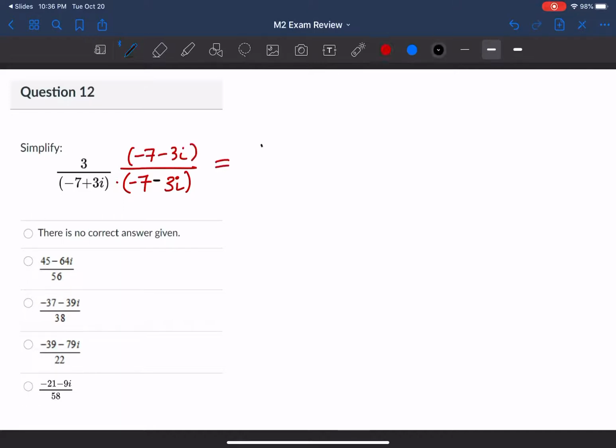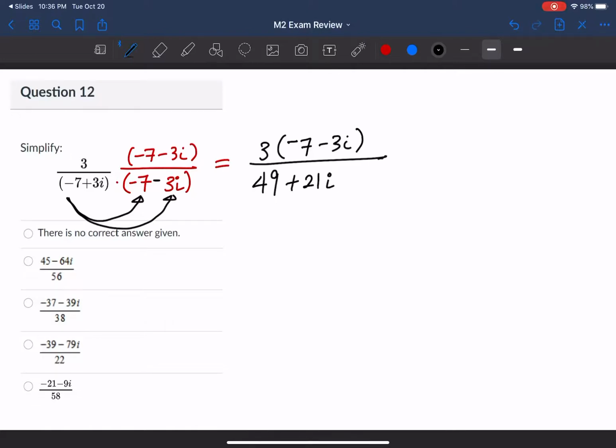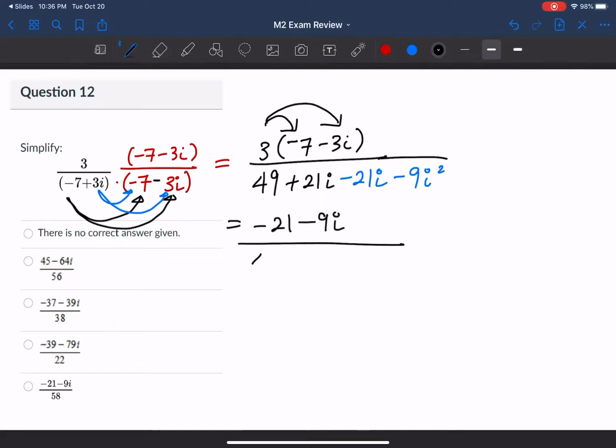So the top one is just 3 times negative 7 minus 3i. All over, let's FOIL it. Negative 7 times negative 7 is positive 49. Next one is positive 21i. And then inside, I have minus 21i. Last one is negative 9i squared. Okay. Distribute 3. So I have negative 21 minus 9i all over 49.